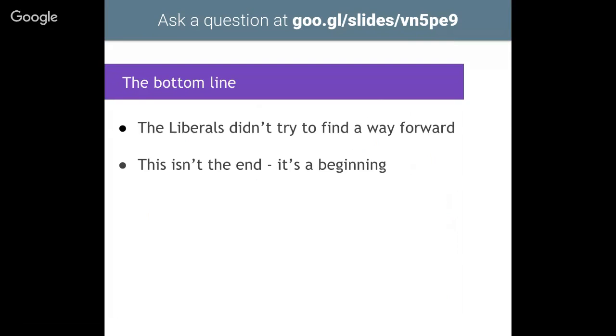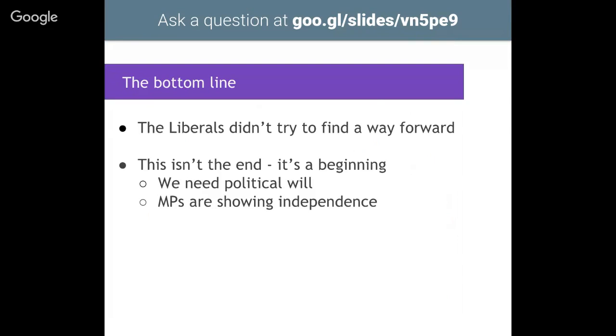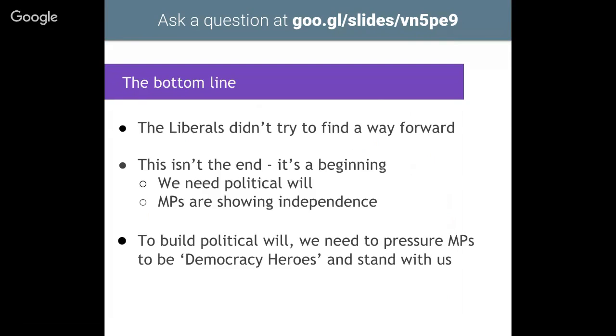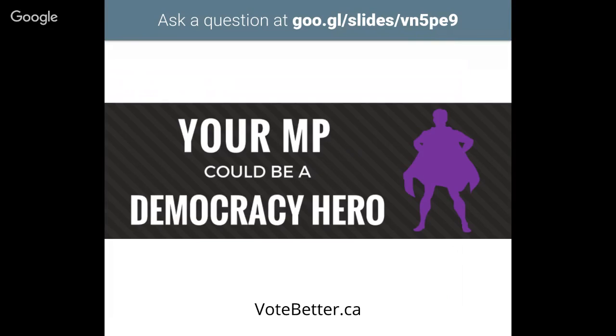So we're seeing some MPs starting to show some independence, starting to show that they might be interested in being engaged on this and possibly supporting this motion. And in order to build the political will that we're going to need to get this back on the table, we're going to have to work with MPs to pressure them to stand up, be democracy heroes, as we're calling it, and stand with us on this issue. So that's where the Democracy Heroes campaign comes in. And Rachel's going to go into more detail in a minute about what exactly that entails, but I'm just going to give really quick context.